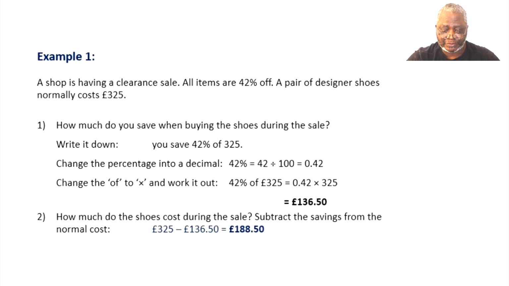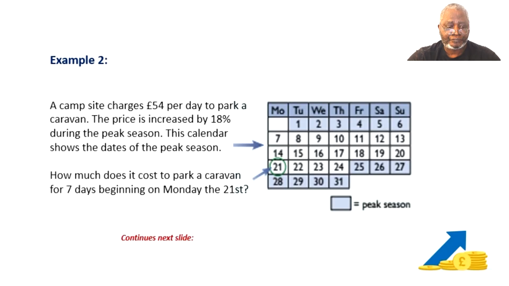How much do the shoes cost during the sales? Subtract the savings from the normal cost, and then you know how much you have to pay after the discount. And that is 325 minus 136.50, and you only have to pay £188.50.